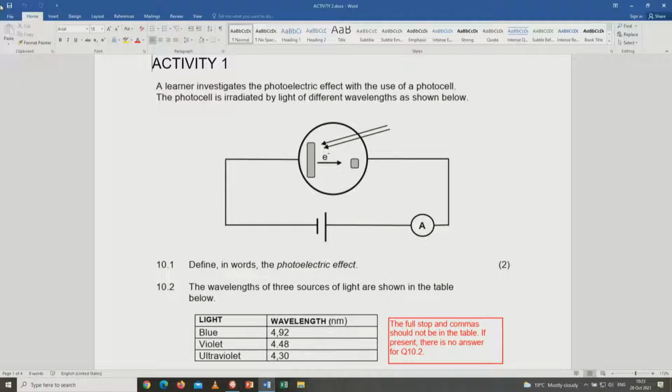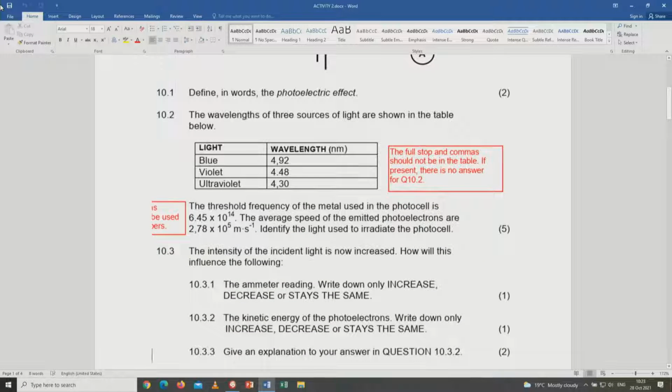Then moving to 10.2, we are given a table of the wavelengths. As you can see, the full stops and commas should not be in the table. If present, there is no answer. Then we are going to ignore the commas and the full stops there.